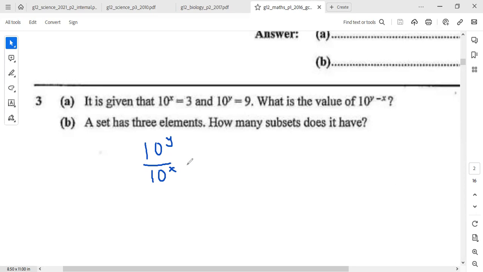Now, what does this show you? You can see that 10 to the power y is 9, and 10 to the power x is 3. That means your answer is simply a 3. That means it's done. But when someone looks at it that way, they would think it's something else. Any question on this one?